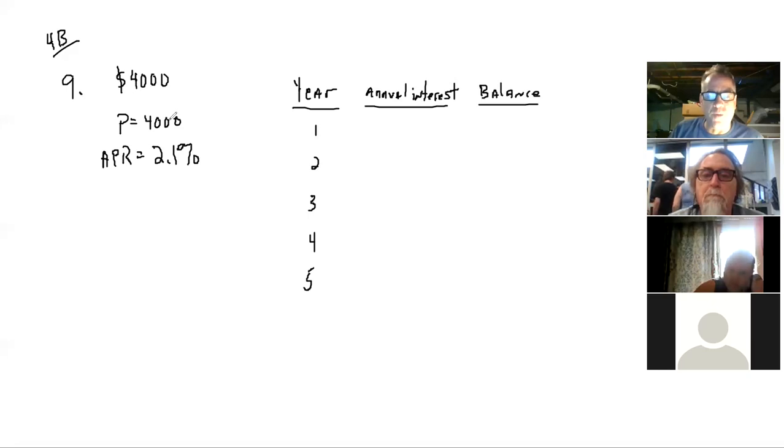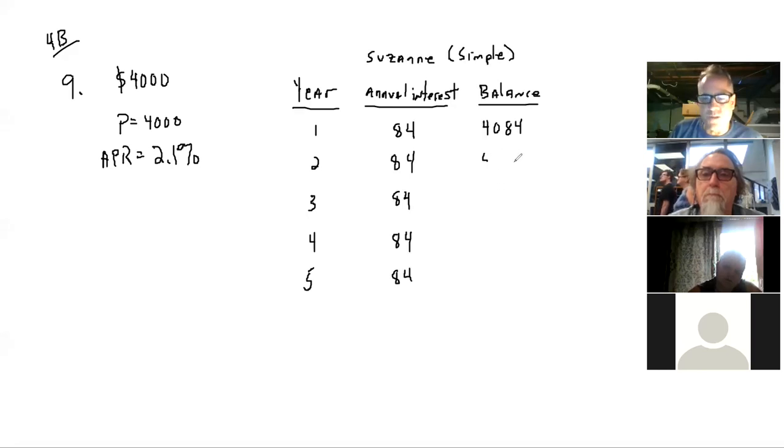And so your annual interest will be 4,000 times 0.021, which is $84. So if it's simple interest, then every year she just gets paid $84. That's it. Your balance at the end of the first year would be 4,084. But it's just keep adding what? 84. So then you would have 4,168, 4,252, 4,336. That is, just keep adding 84 until you arrive at 4,420.